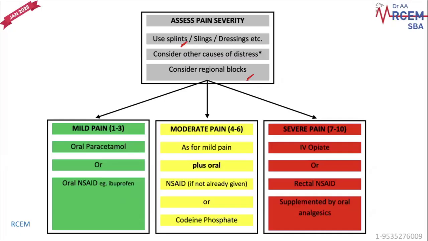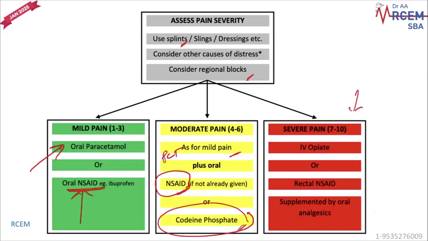What are the drugs? If it's mild, just give paracetamol, 1 gram, or give an NSAID. If it's moderate pain, you will be giving paracetamol or NSAID. Along with it, if you have only given paracetamol, add an NSAID. If you have already given an NSAID, then add codeine. Codeine is the preferred one.